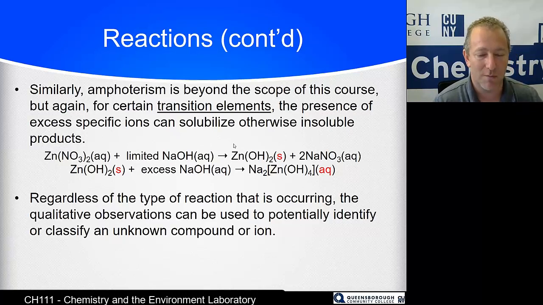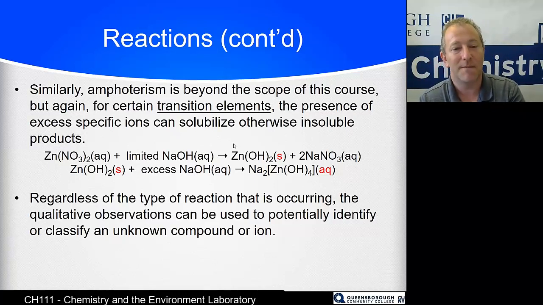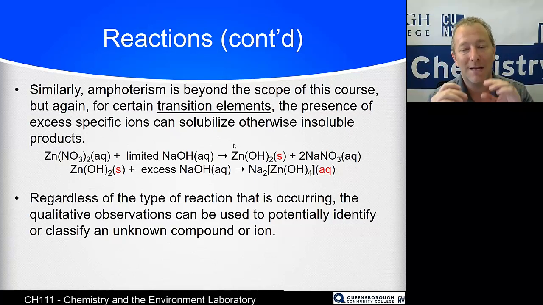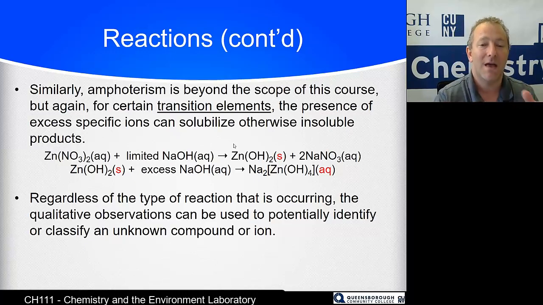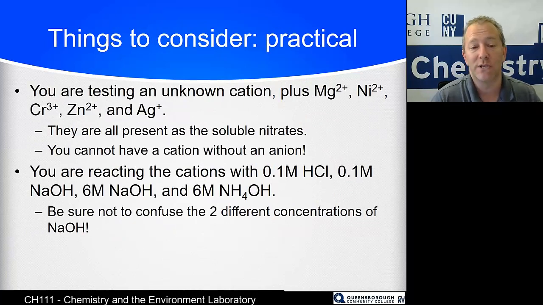Amphoterism, complex ion formation, redox reaction, or double displacement reaction, regardless, you're looking for what did it look like when it started? What does it look like when it finished? Do I have the same type of reaction, the same appearance of reaction with my unknown as I do with one of my knowns? So what are you actually doing in the lab?